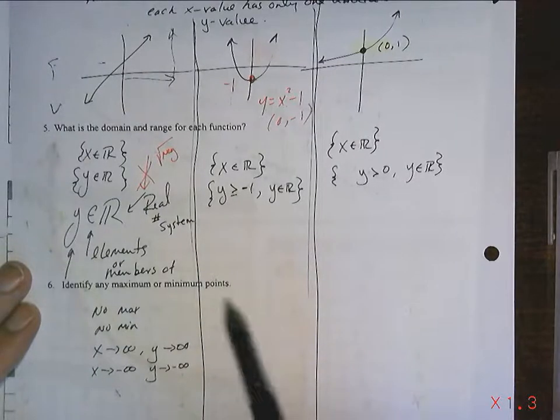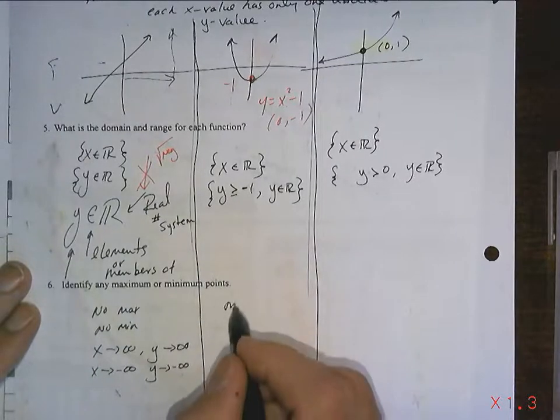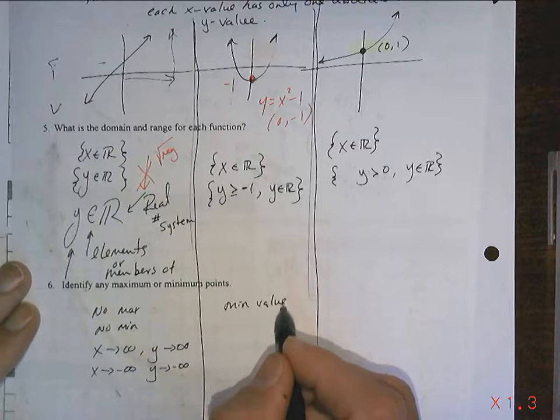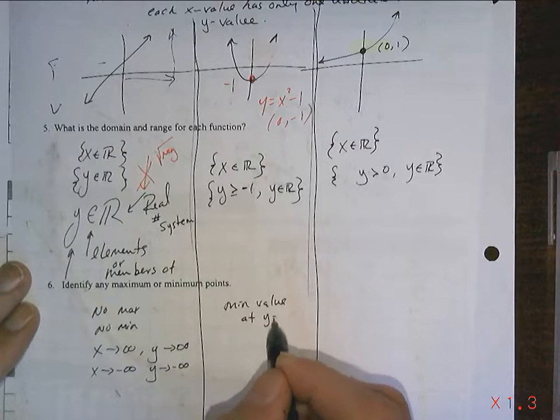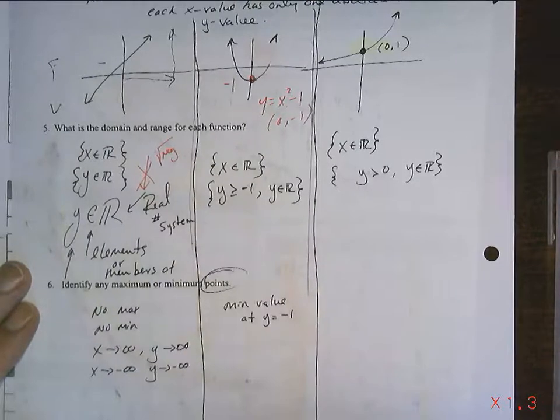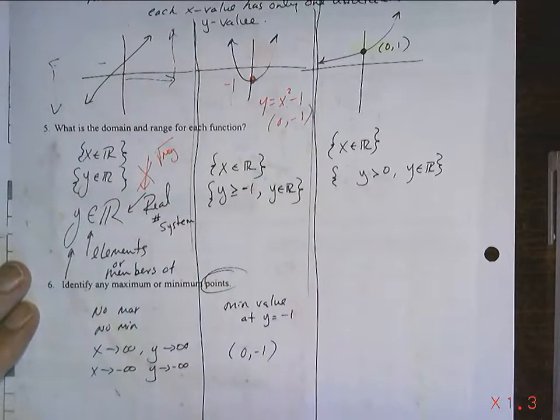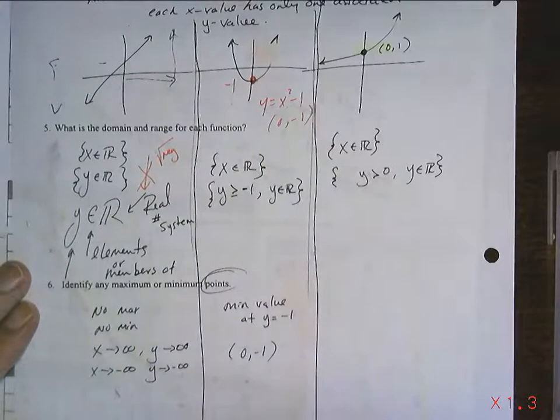Do we have any max or mins? Oh yeah, you've got a minimum point. Minimum value at y equals -1. But it did say a minimum point, so I'm assuming they want (0, -1), because that's how you talk about a point. You give it an x value and a y value.